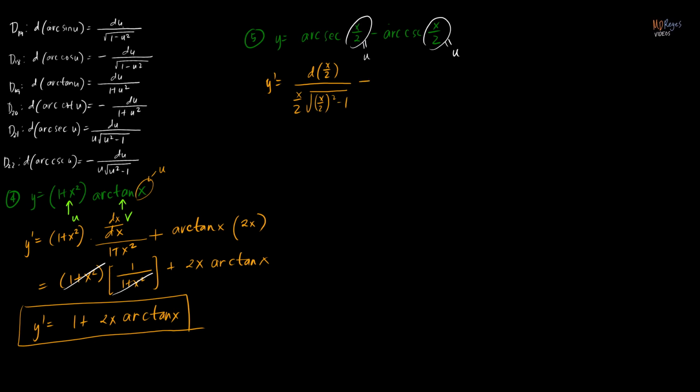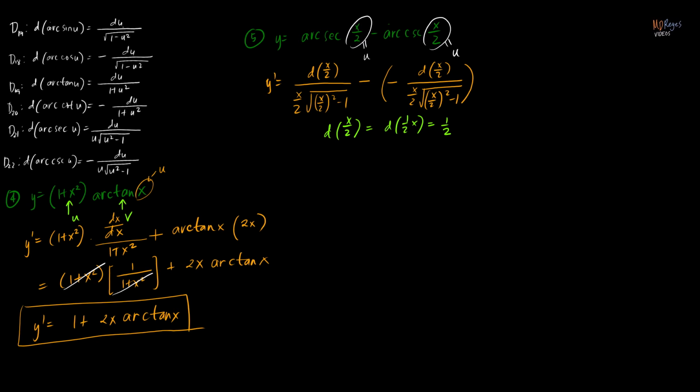And then minus, that is equal to, using D22, the negative of the derivative of x over 2 over x over 2 times the square root of (x over 2) squared minus 1. Let's take the derivative of x over 2 first. We can also write this as 1/2 of x. When we copy the constant 1/2, the derivative of x with respect to x is just 1. So the derivative of x over 2 is just equal to 1/2.